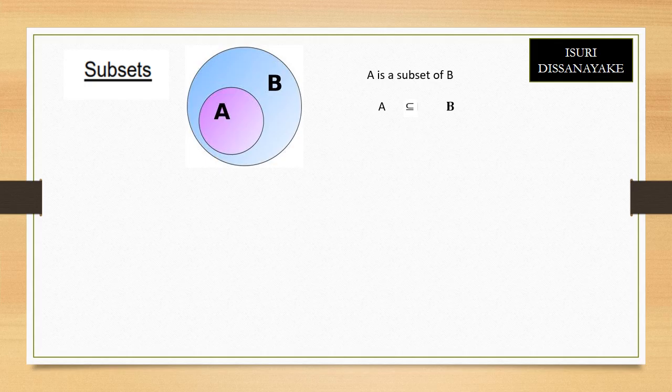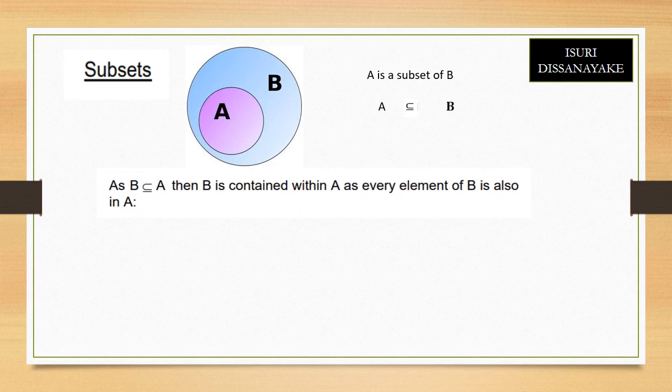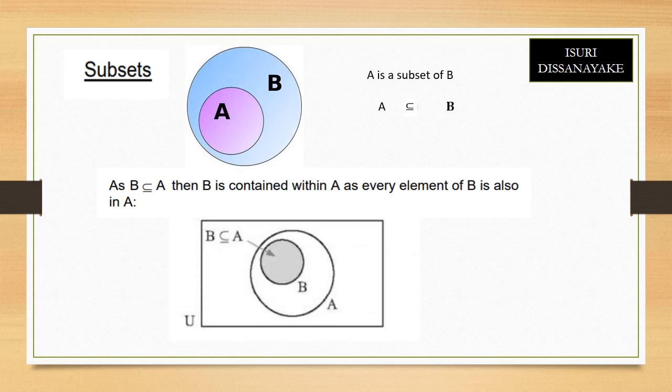Now if I want to write B is a subset of A, this is how you do it. B is a subset of A. So in this case, B is inside A. Look at the figure. You can see that A is the big set, B is the smaller set. So B is entirely inside A.